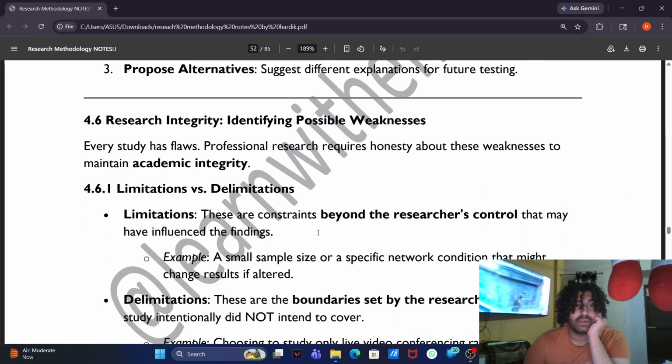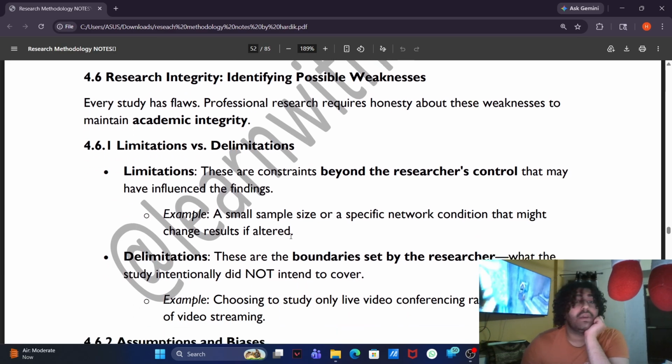Next topic, research integrity: identifying possible weaknesses. Every study has its flaws. Professional research requires honesty about these weaknesses to maintain academic dignity. Integrity.